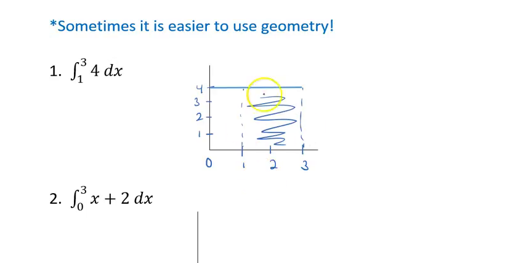Okay, and so that's just a rectangle, and that's really easy, just base times height. The base is 2 units wide, the height is 4, so we have 2 times 4. And so our answer is 8 there. And you could do the fundamental theorem and you would get 8 as an answer, but that one's just really easy to do with geometry and thinking about it.